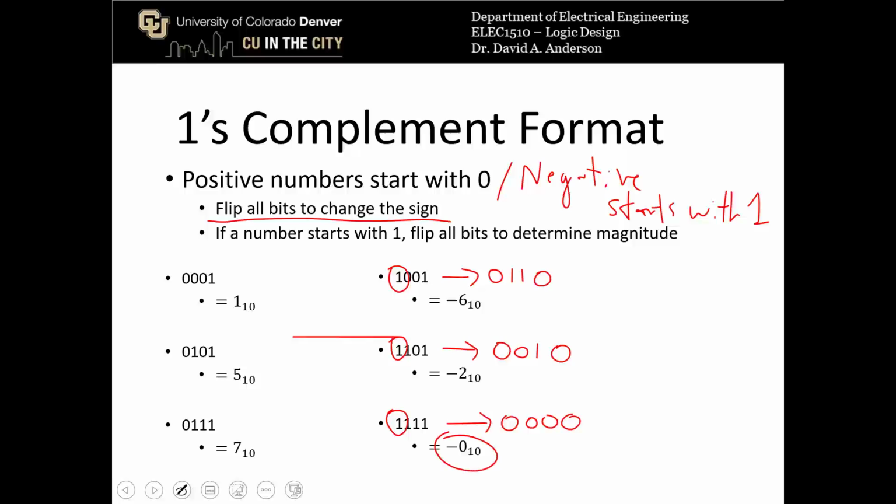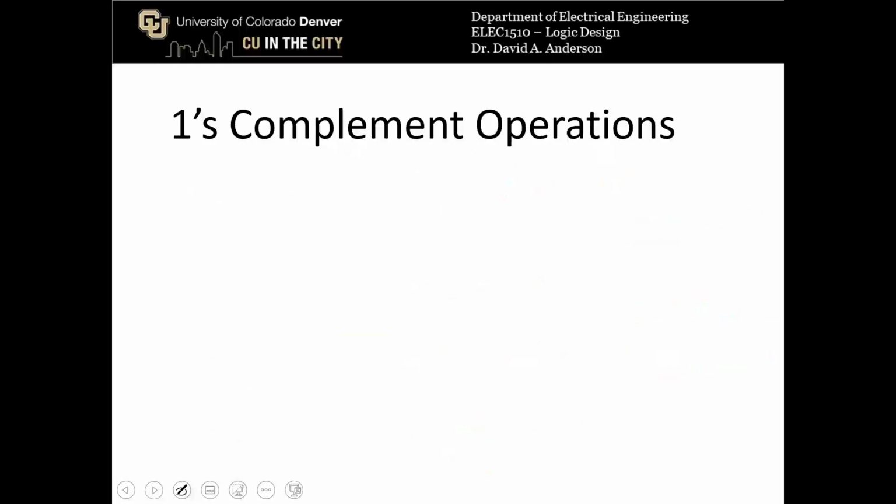So unfortunately, again, we have 0000 being positive 0 and 1111 being negative 0. So it's not the same representation for negative 0 that it was in sign magnitude, but we still have an extra 0 that's redundant, just with a different representation. So this is not, again, a terribly efficient way to represent negative numbers.